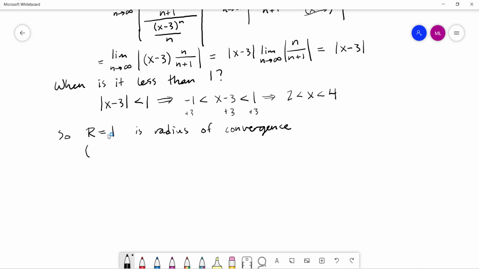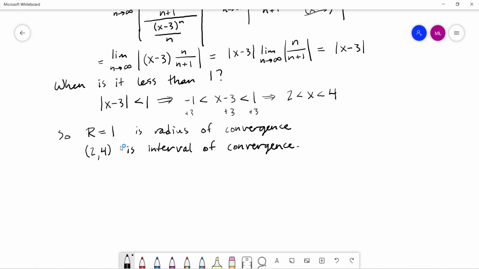And the interval from 2 to 4, exclusive, right, excluding the endpoints, is our interval of convergence. And on the exam, I won't care. You can write your interval of convergence this way, or you can do interval notation. On the homework, I think they want you to use interval notation. It's been a while. I can't remember what form they'll want. But this is the idea.